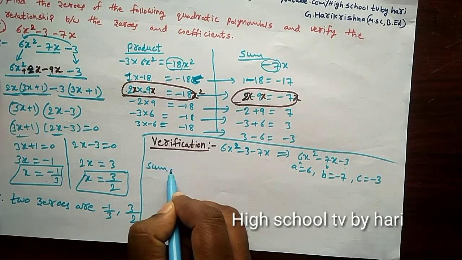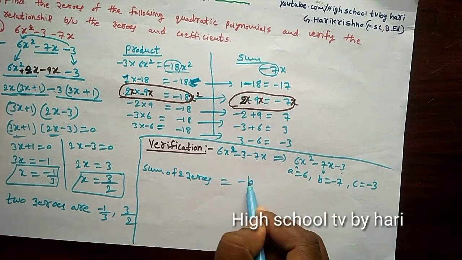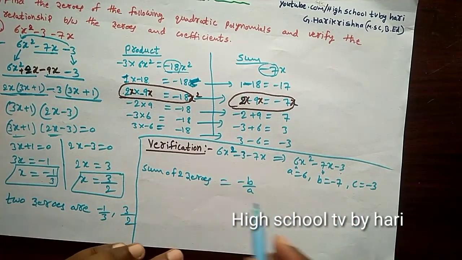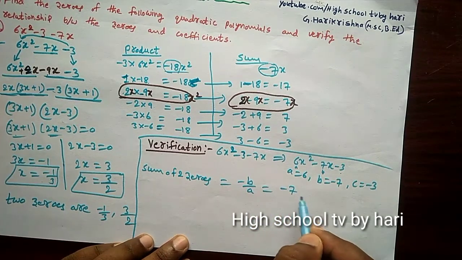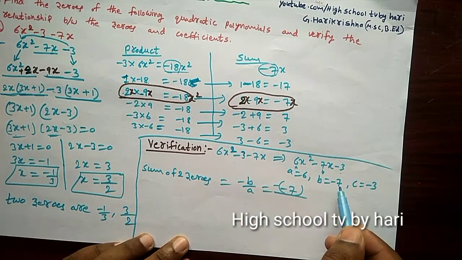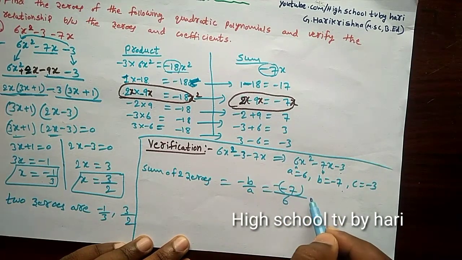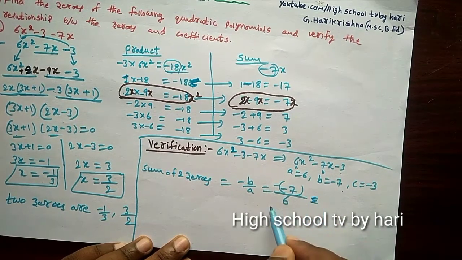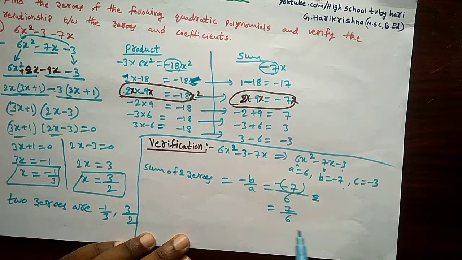First one is the sum of zeros, minus b by a. The b value is minus 7. That implies minus of minus 7 by a, which is 6. Already the b value is minus 7, but in the formula it is minus b. Minus of minus 7 by 6 is nothing but minus into minus, plus 7 by 6. By the formula it is 7 by 6. We got the sum of the two zeros.